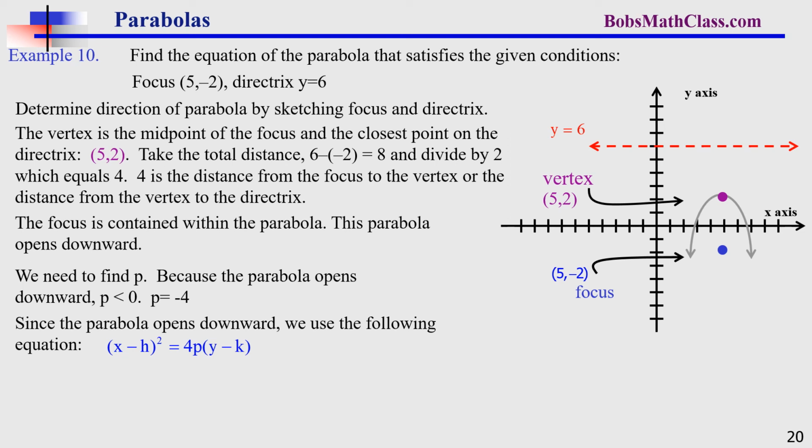Okay, so a little sketch. The parabola goes down. The vertex is right in the middle between the focus and the directrix. Because this parabola goes either up or down, we're going to use the formula that has an x squared. So here's our formula, (x minus h) squared equals 4p times (y minus k). The h is 5, the k is 2, the value of p is negative 4. So insert those values into the formula, simplify it, and we're all done.